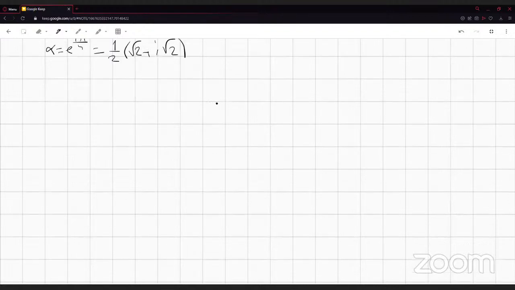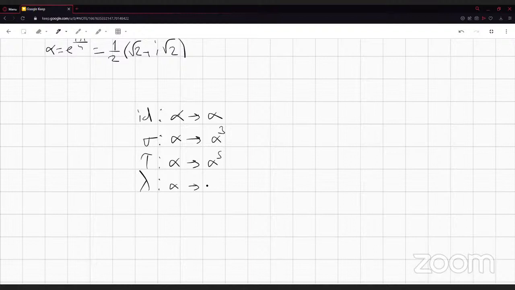There are 4 possible automorphisms of these roots in this case. The first one is the trivial one. We name this identity. It is defined such that alpha goes to alpha. There are 3 more possible cases. Let us name this sigma, and let alpha go to alpha to the third in sigma. And this tau such that alpha goes to alpha to the fifth, and we might have the last one that is defined as alpha goes to alpha to the seventh.